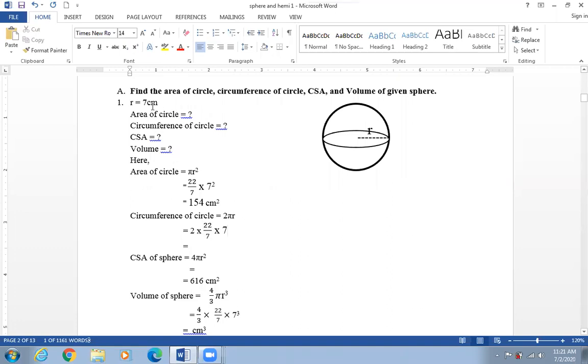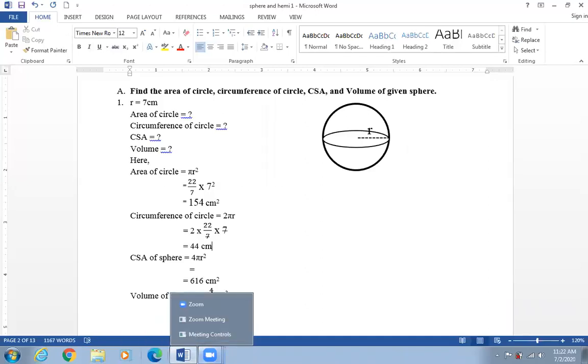If radius is 3.5, write down 3.5. If it is 14, then write down 14. Correct? Now 7 and 7 you can cancel. Cancel this 7, cancel this 7. That means 2 into 22, how much will it be? 44. And what is the unit of circumference? It is centimeter, just centimeter only.